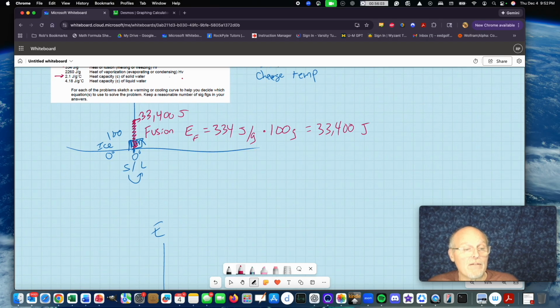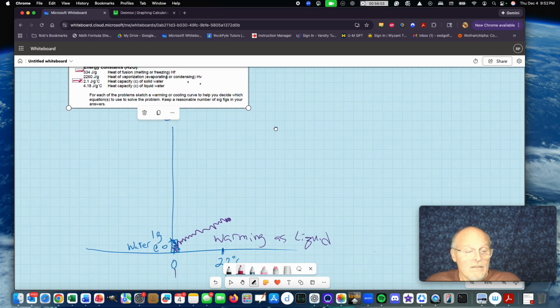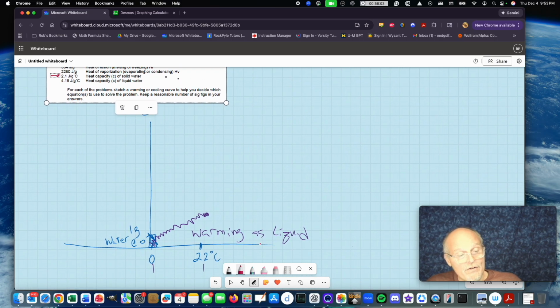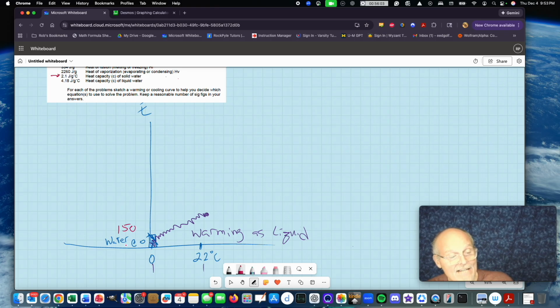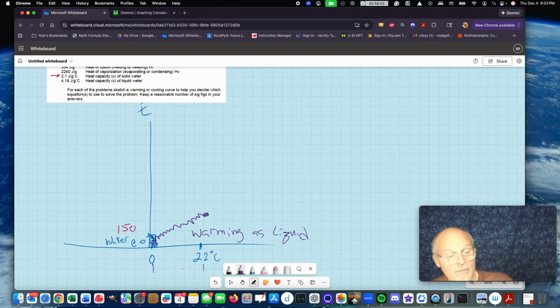So now let's talk about liquid. When I now have water, let's make that 150 grams of water. It's at 0 degrees, but it's liquid. So I am going to warm it as a liquid up to 22 degrees, which is typically known as room temperature. So my equation will be the energy will be the heat capacity of liquid water.